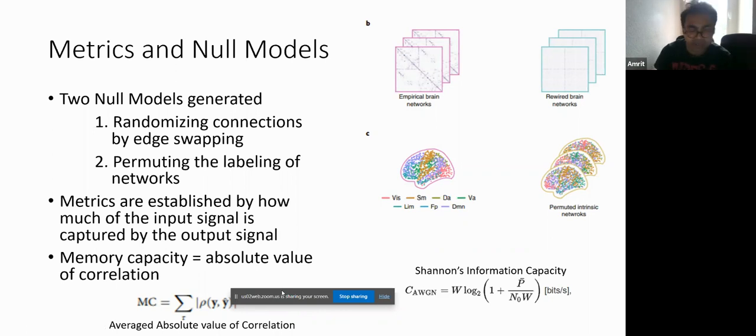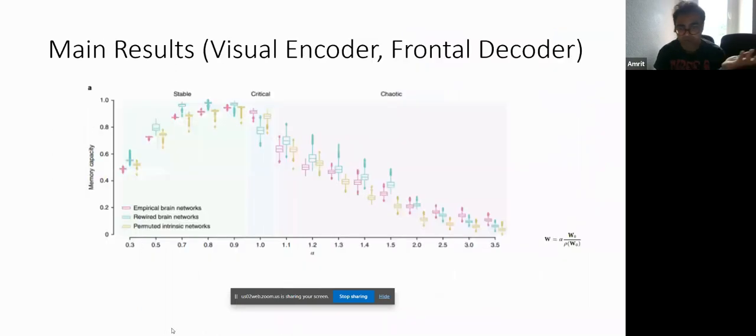So all the plots, it's the absolute value of correlation. So all the plots are going to be between 0 and 1, where 1 is obviously best, 0 is a no fit. And so her main result, here you get the main result here.